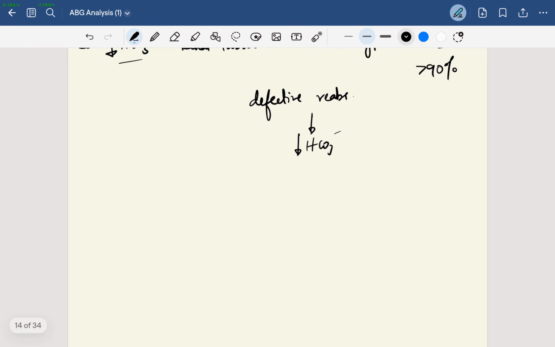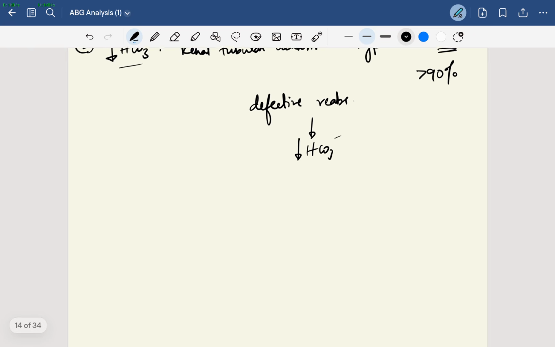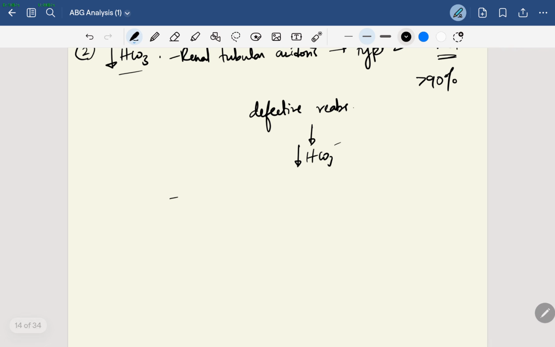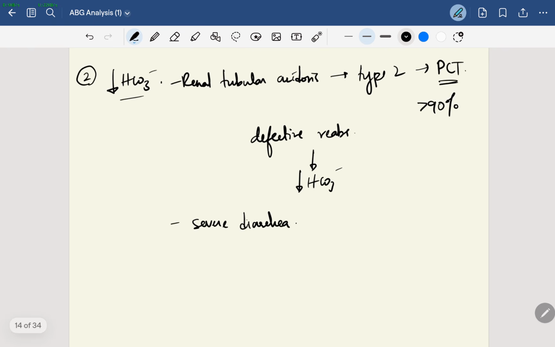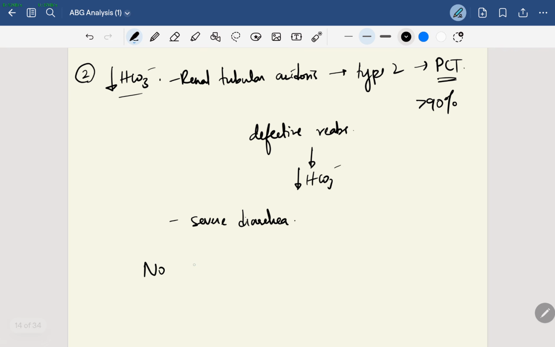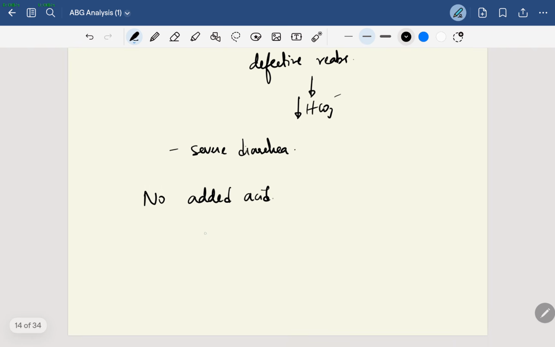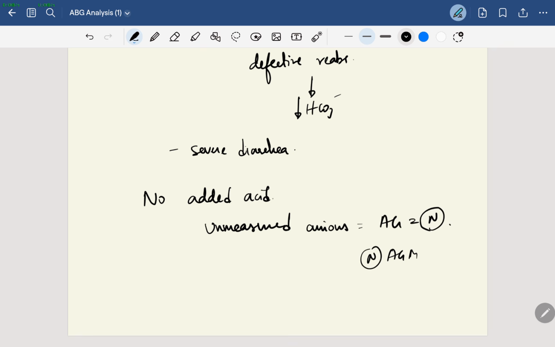We'll be discussing all the causes of metabolic acidosis now, but you have to remember RTA and also severe diarrhea commonly lead to this situation where there's only reduced bicarb, but there is no added acid to the system. So the unmeasured anions are normal, which means the anion gap is normal. And this is called normal anion gap metabolic acidosis.